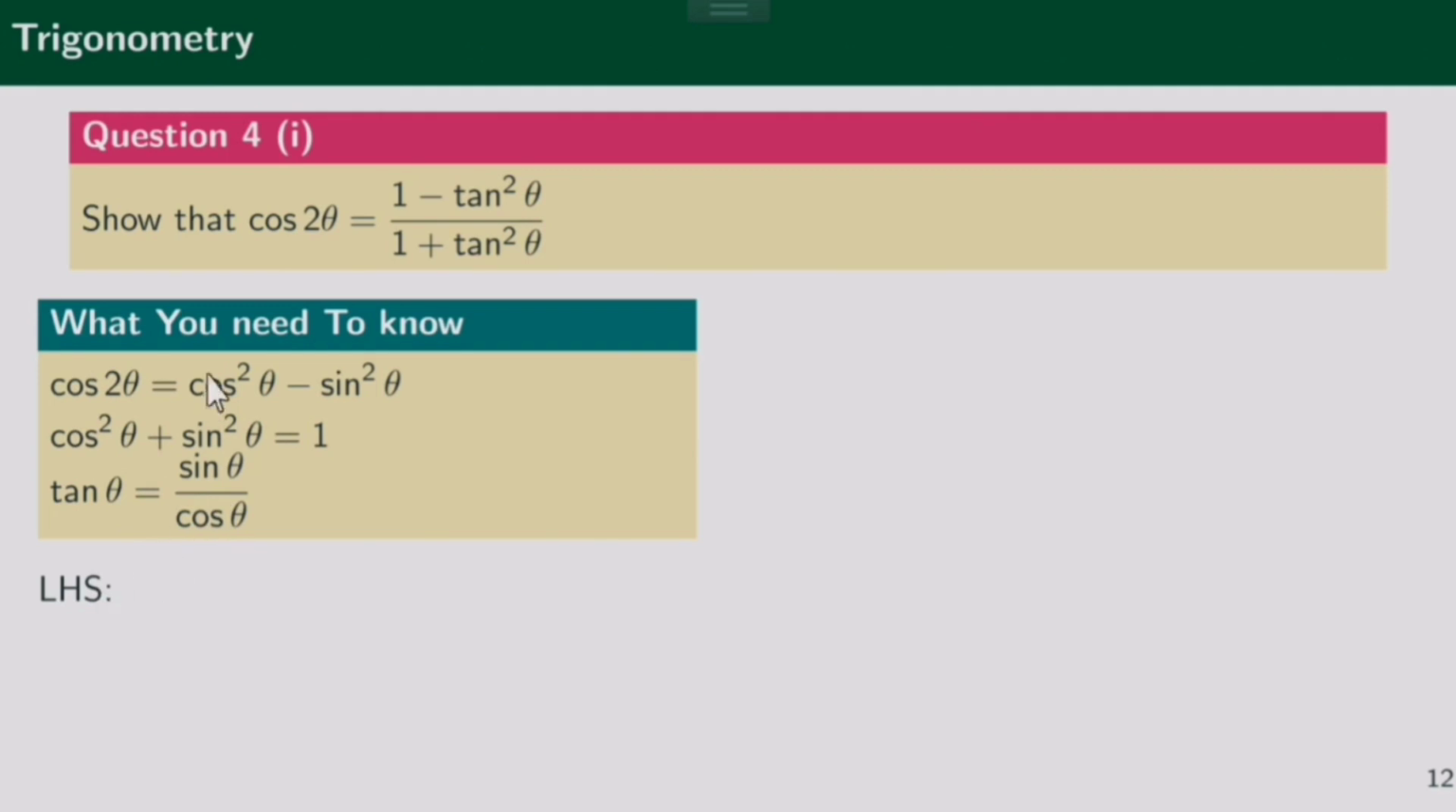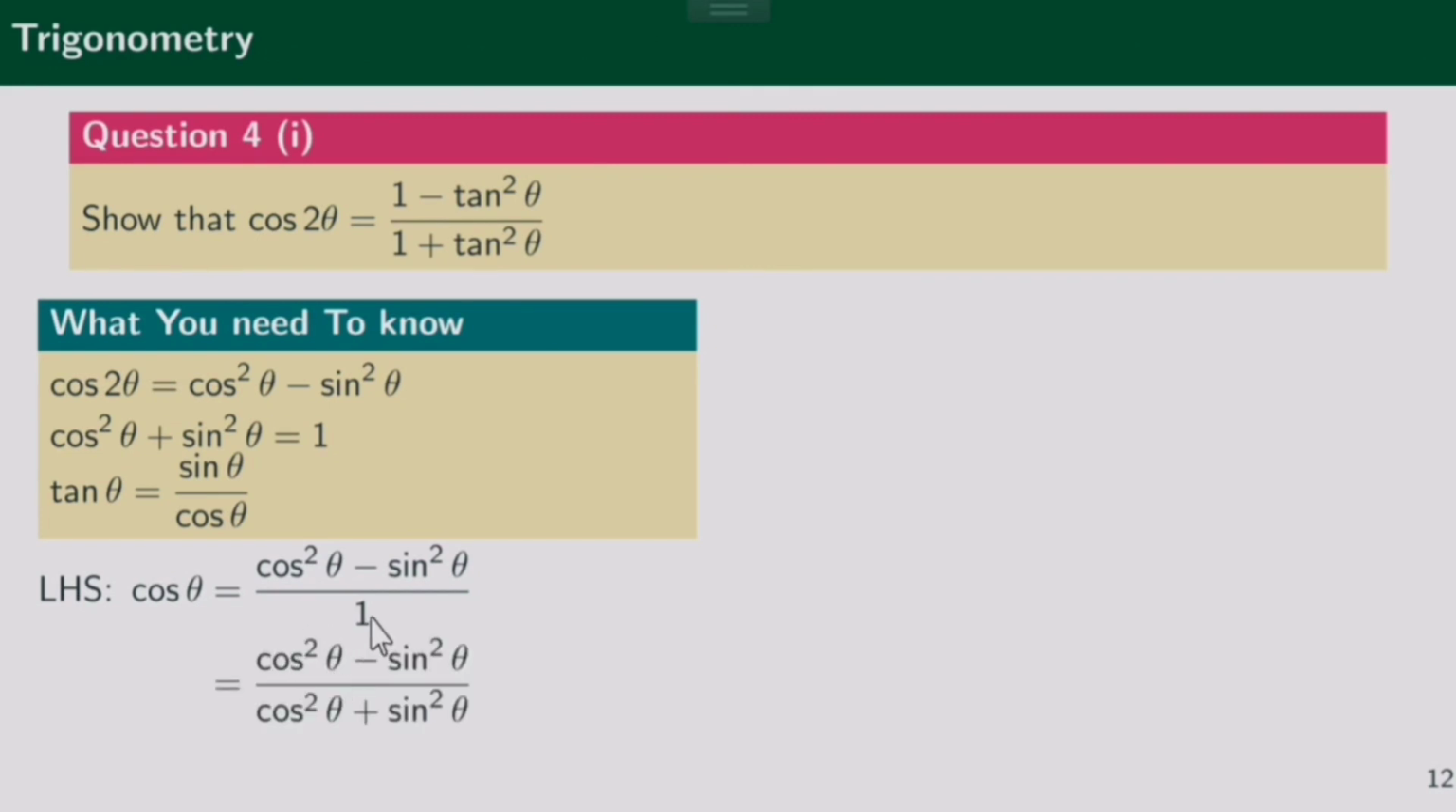Now let me take the left hand side. The left hand side is cos 2 theta. Now cos 2 theta is cos squared theta minus sin squared theta. But what I want to show is a fraction. So I can rewrite it as a fraction by dividing it by 1, because dividing a number by 1 does not change its value, but it makes it a fraction. So then how can I write 1? Of course, this trigonometry identity tells me that cos squared theta plus sin squared theta will always give me 1. So I can replace it by cos squared theta plus sin squared theta.